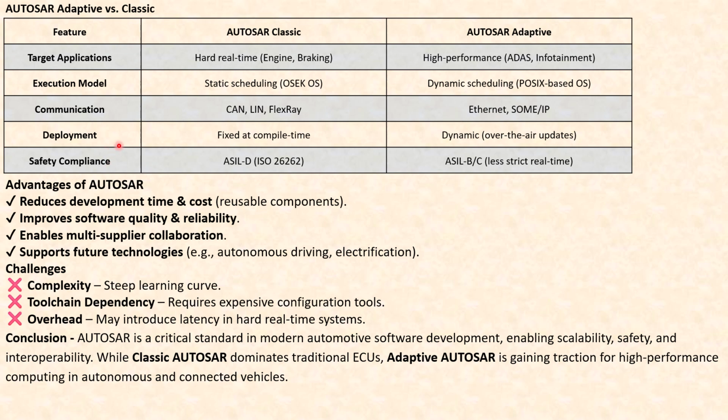Coming to deployment, fixed, compile time for Classic, and dynamic for AUTOSAR Adaptive. Safety compliance, ASIL D and ASIL B. So, when it comes to ASIL D, where criticality is very high, then AUTOSAR Classic is used, and especially for applications where criticality is less or fatality probability is less, ASIL B and ASIL C, Adaptive AUTOSAR is used.